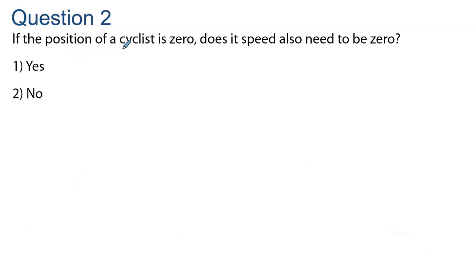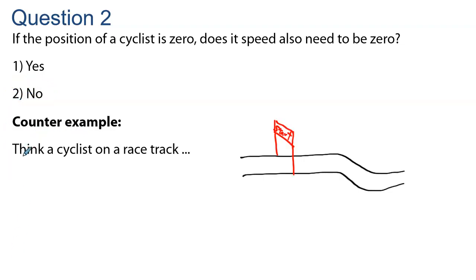Next question. If the position of a cyclist is 0, does its speed also need to be 0? Yes or no? Alright, pause if you need a bit of time to think. I'll give you the answer right away. So the answer is no. And the best way to show this is probably to find a counterexample. So if we think of a cyclist that is on a racetrack, so the racetrack is going around and eventually the cyclist could come back. So if we label the starting point the 0 position, then this means that every time the cyclist passes in front of this point, clearly its speed will not be 0. So we have a clear example that is showing that the answer is no.